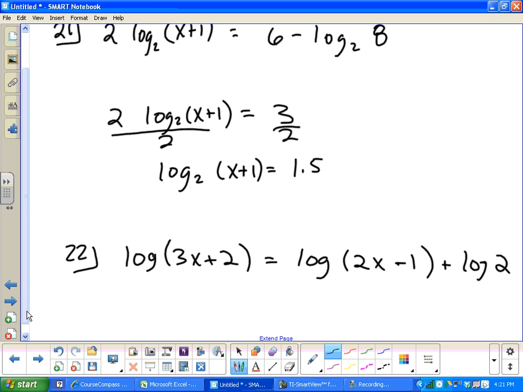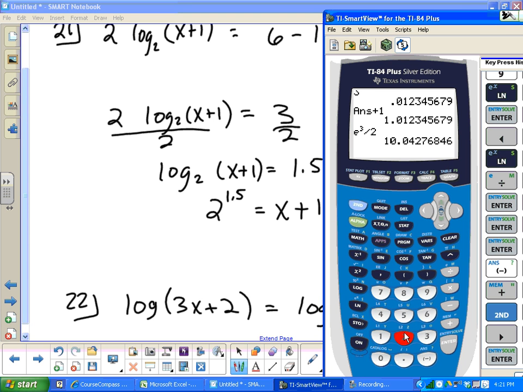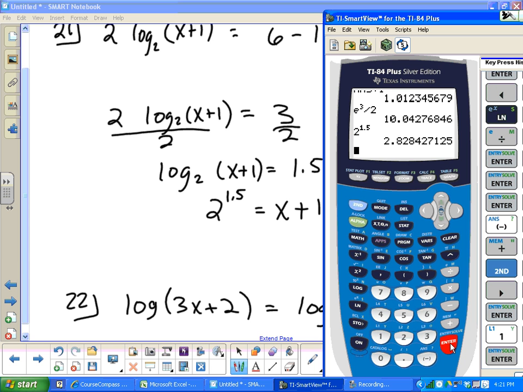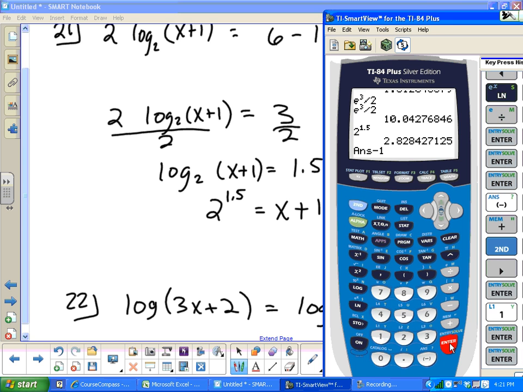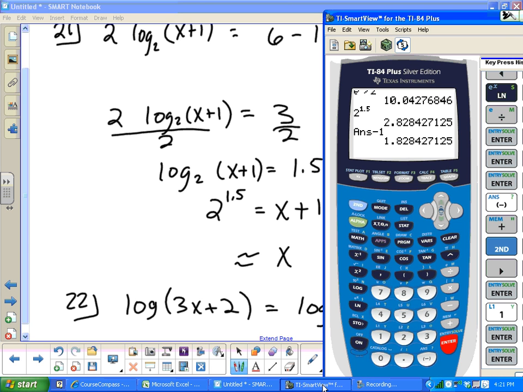And so now we can switch it to exponential form. So this would be 2 to the 1.5 power equals x plus 1. Now I'm going to let my calculator take over from here. So I'm going to do 2 to the 1.5 power. Okay, so that's about 2.83. And now I'm just going to subtract 1 from that. So we'll get x here to be about 1.83.